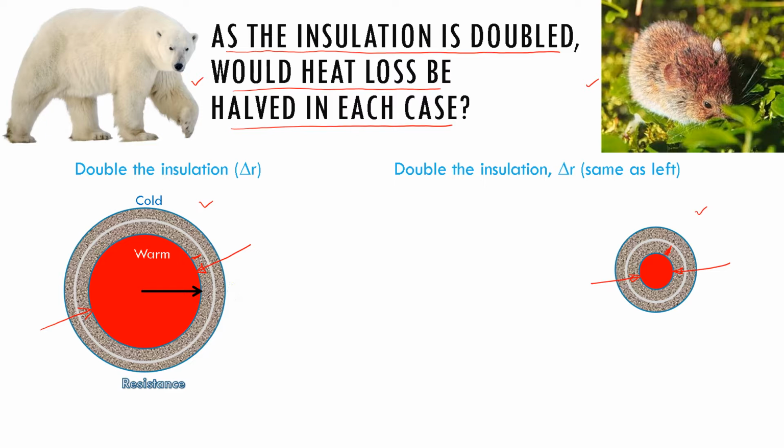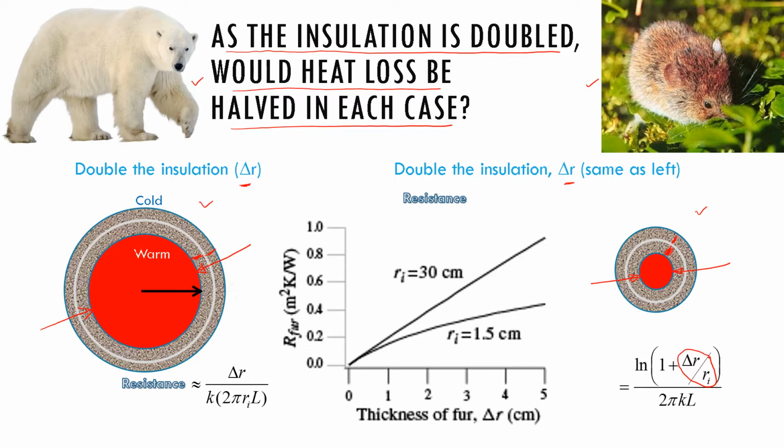So the question is, as I double the insulation in the case of the large animal versus the small, would the heat loss be halved, or would the resistance be doubled? If the resistance is doubled, heat loss is halved. Remember, the initial thickness is the same. For a small animal, delta R over Ri, or the insulation thickness over the internal radius, is not likely to stay small for too long.